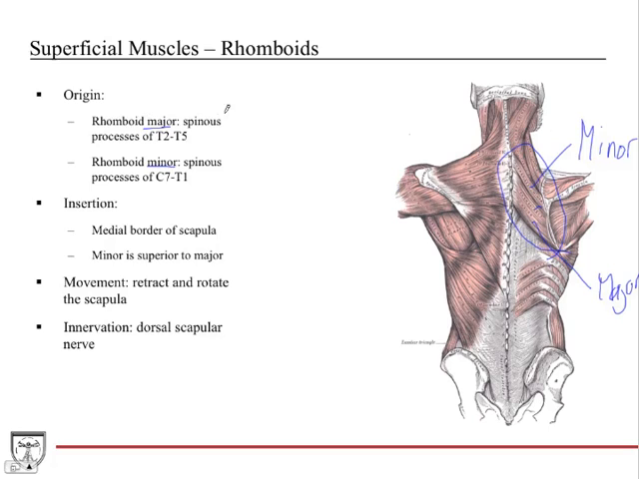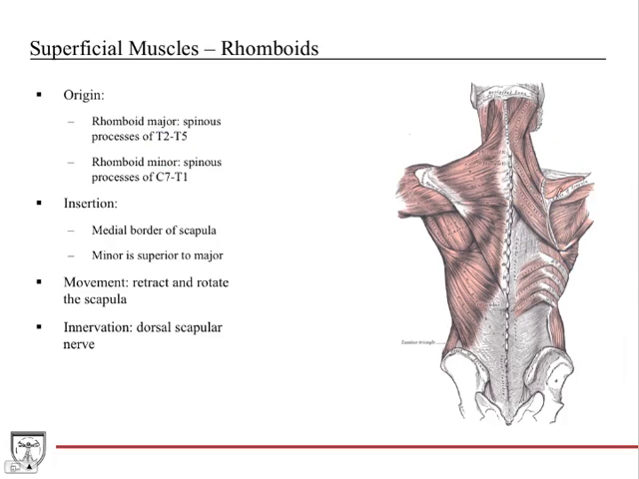So let's talk about the major here. Okay, it originates from the spinous processes of T2 to T5. Okay, so you can see that beautifully shown here. This is rhomboid major. And then you have rhomboid minor here, which originates from C7 to T1. And that's in this region here. And then they both insert onto the medial border of the scapula here. Okay, and again, minor insertion is superior on the scapula.